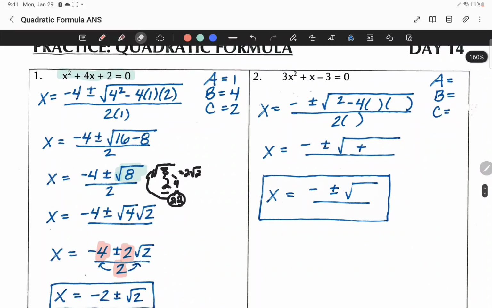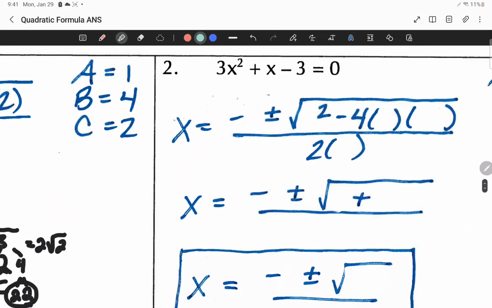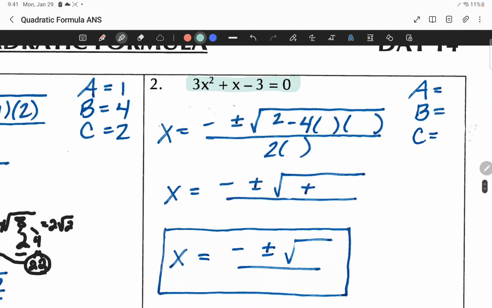We have 3 more, which shouldn't take us that long now that we can understand what we're supposed to be doing. Now, first things first, verify that your equation is in standard form. This one right here is in standard form. Yes, we have our equation on the left and the 0 on the right. That's exactly what we want to see. Now let's see what our A, B, and C are. So A is going to be 3, B is going to be 1, and C is going to be -3. Now let's start plugging in our stuff.